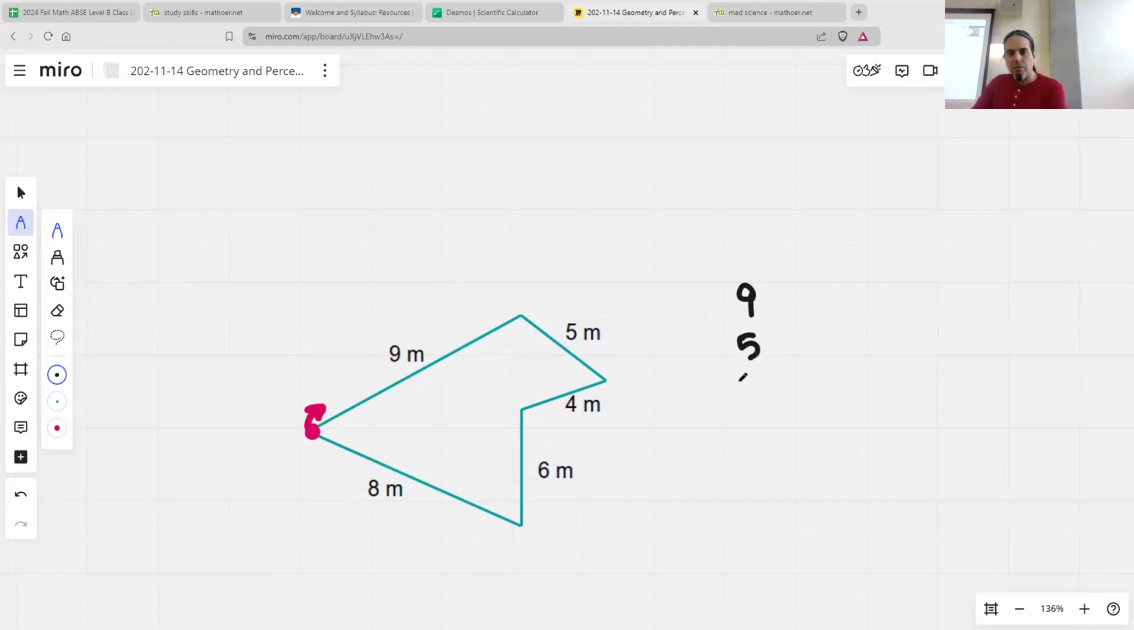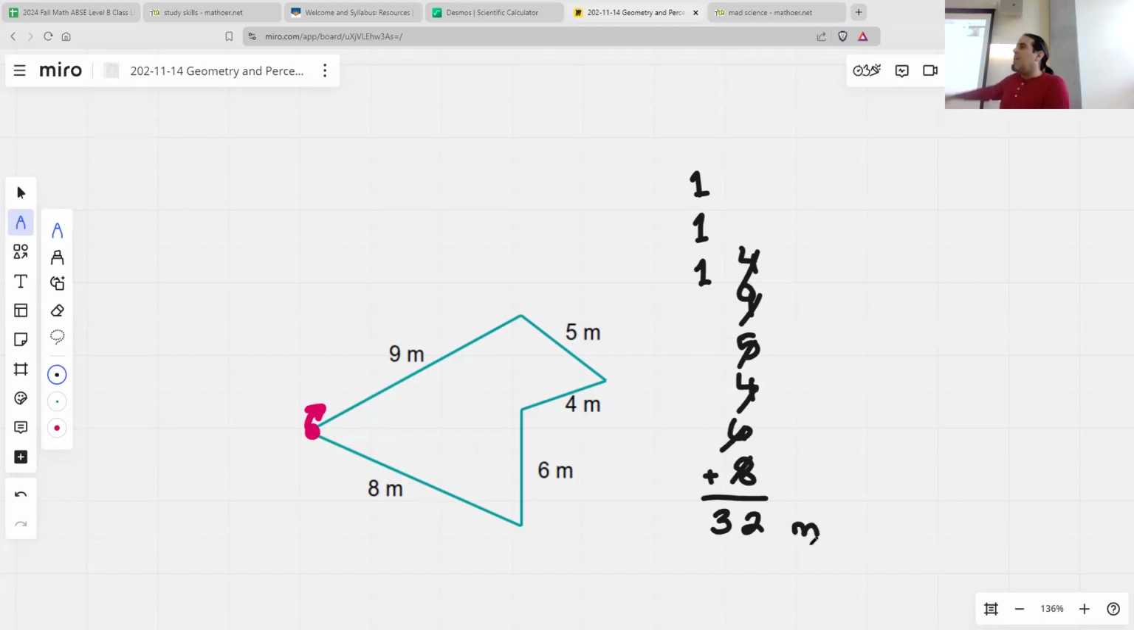And then we're just going to add up all the numbers. 9, 5, 4, 6, 8. Let's see. Well, 6 and 4 makes 10. 9 and 5 makes 14. 4 and 8 makes 12. So 32, and it looks like this one is in meters. Okay. On the GED, you can use a calculator for this, and they probably will have edges with decimals or something, just not quite so boring. But on it, you add them up.